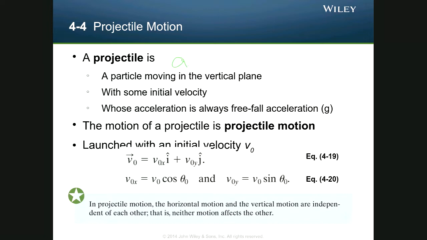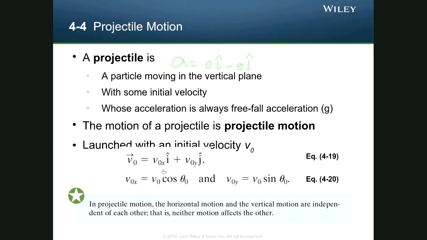We can say that a equals 0 i minus g j hat. Okay? So for projectile motion, we're always going to have this acceleration. Now, the motion, if we have an initial velocity, right, that velocity is going to have both an x and a y component. And remember, this is the initial velocity, not the final velocity. The final velocity will often have to be solved for.